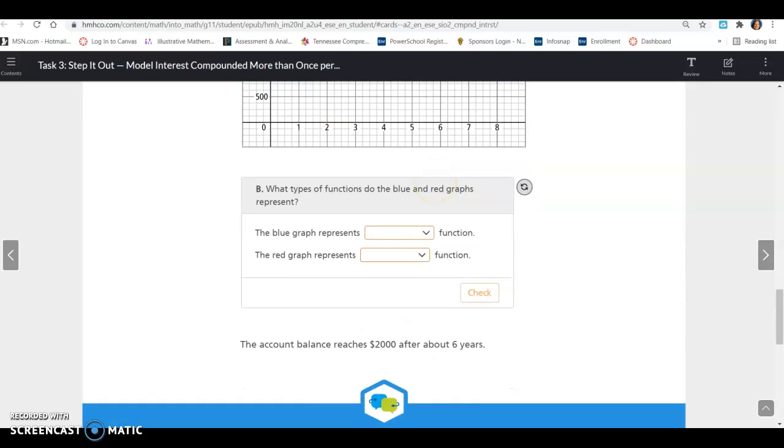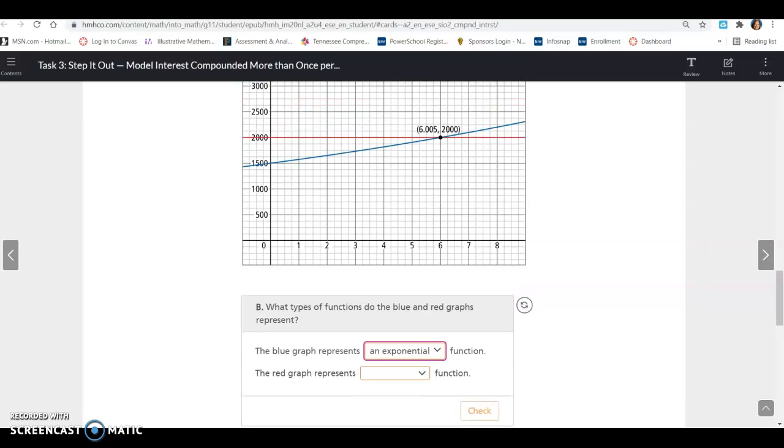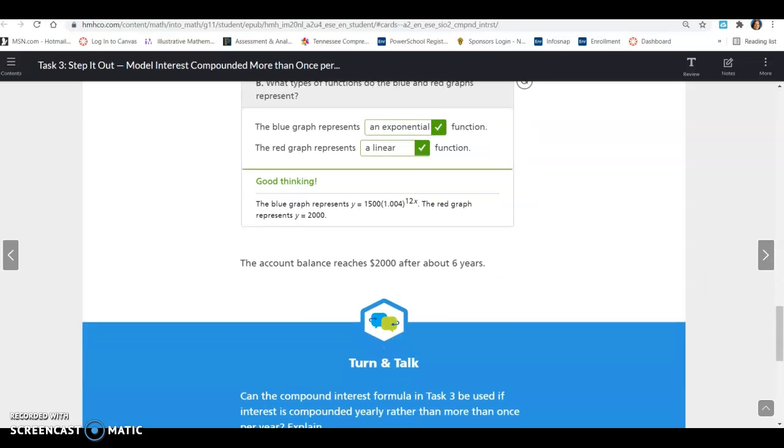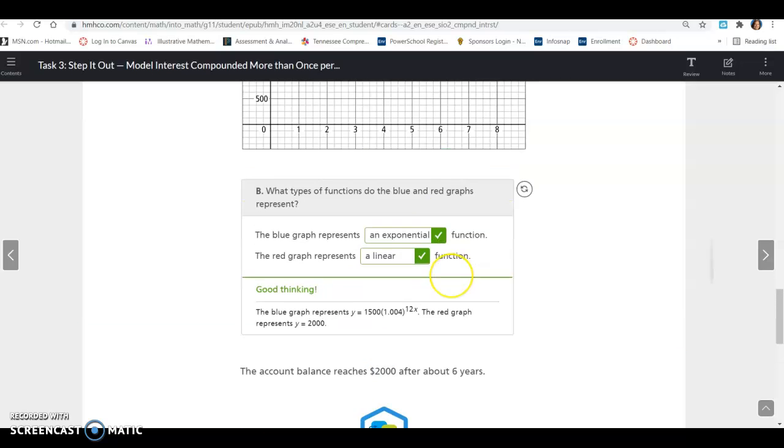It's 6.005. So it says, what type of functions do the blue and red graphs represent? The blue graph is your exponential. It's curving up slightly, but it's not linear. That's your interest function. And the red graph is just a linear function. All right, so the account balance reaches $2,000 after about 6 years.